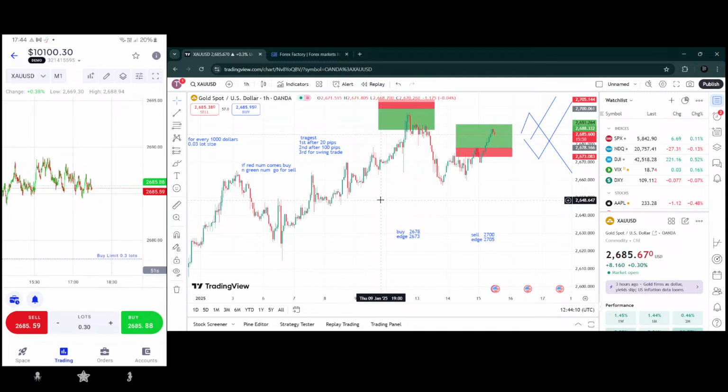Like, I first wait for 10 or 20 pips, second I wait for 100 pips, and third I almost always leave for a swing trade, because there will be some days the market moves in one direction, and on those days I make a lot of profit from the trade which I leave every day. But we'll see what happens. There are almost 46 minutes left in the news.